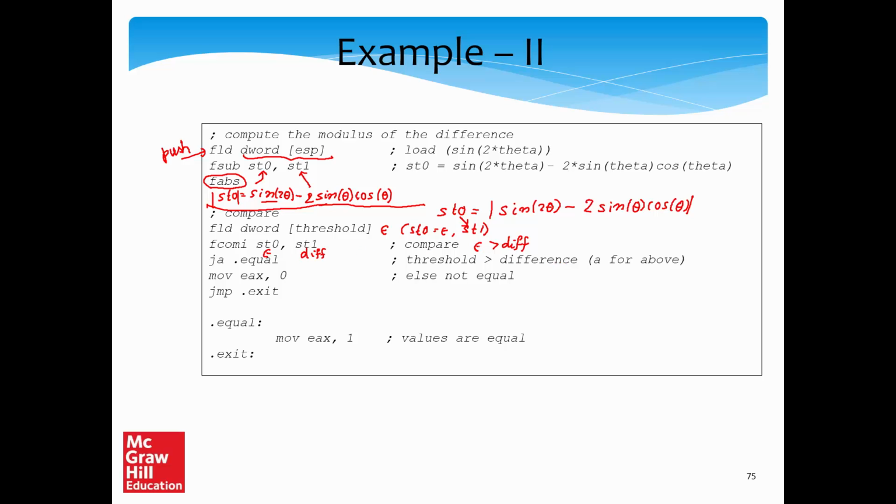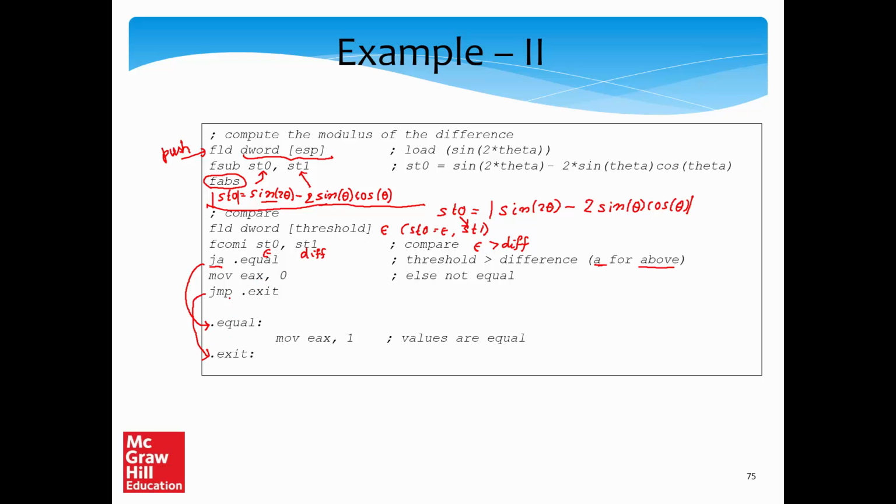Which means that the threshold is above the difference, because it's an unsigned comparison. That's an important point to note, that we'll only use above and below. So we use the conditional branch JA, where J is for jump and A is for above. If JA is true, we jump to dot equal. At this point, since we have found equality, that the difference is less than the threshold, we set 1 to EAX and we exit. Otherwise, we set 0 to EAX and then exit.